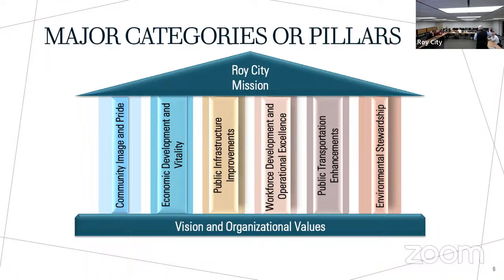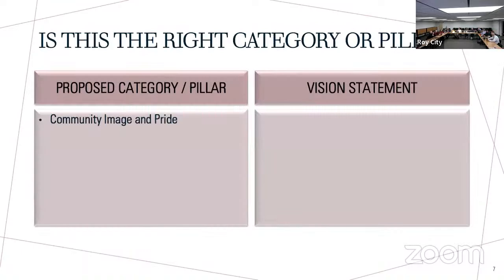So just recognize these are the pillars or the major components or categories that we want to focus this planning on. Okay, chart. Okay, we're going to begin with community image and pride. And Brody, I think you're leading that conversation.